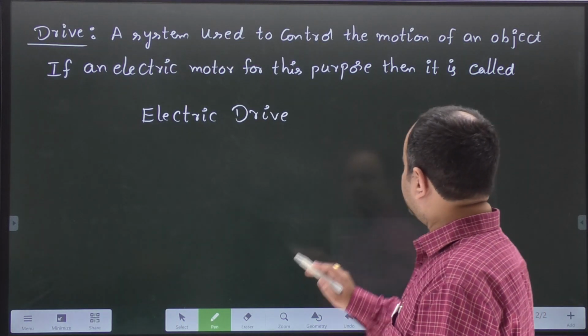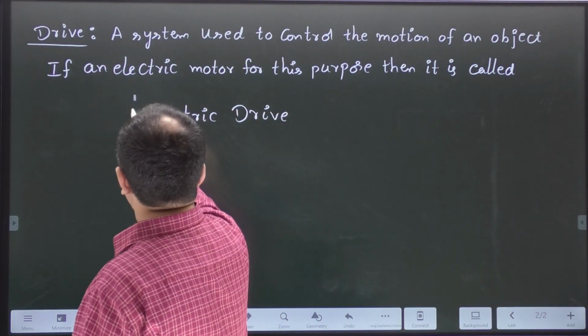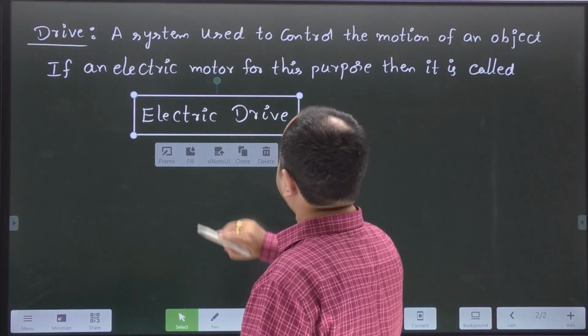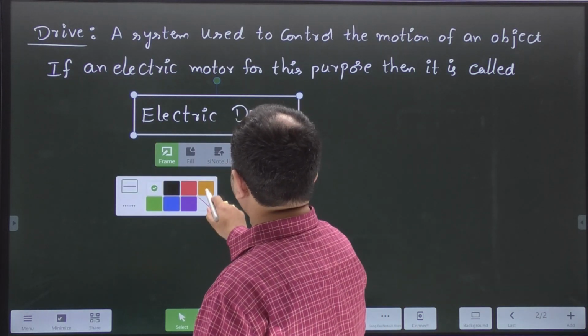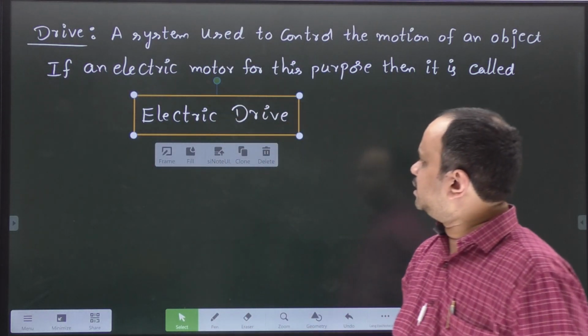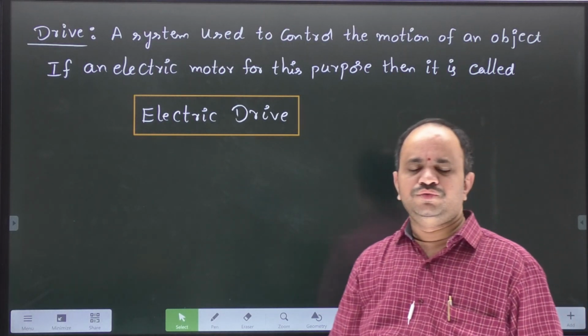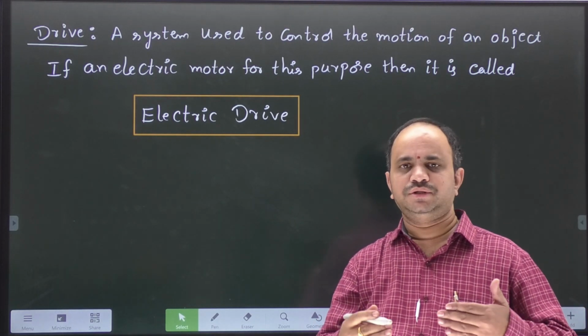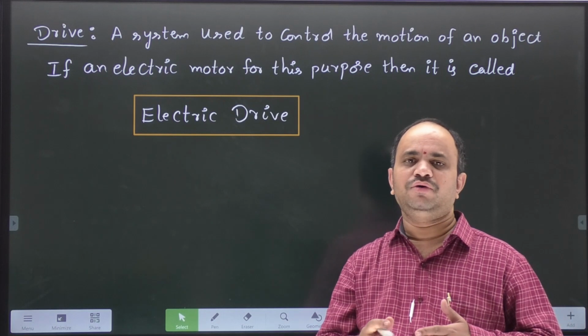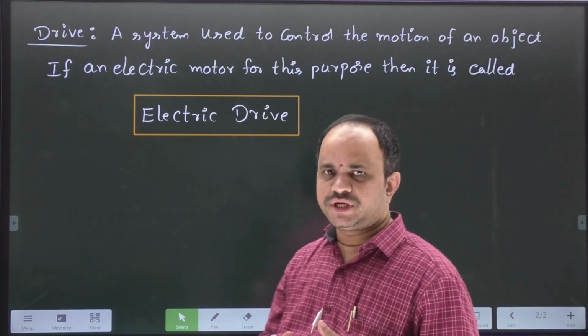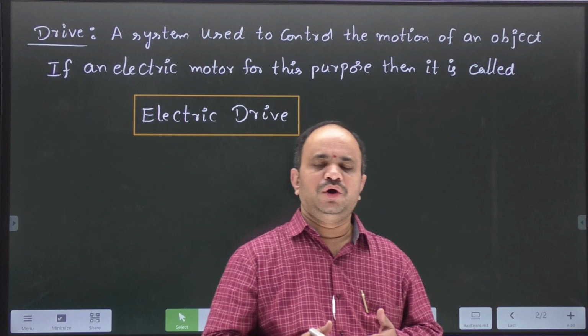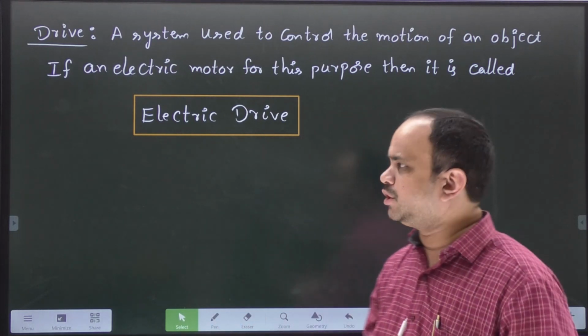Okay. So basically, an electric drive is a system which is used to change the physical motion of an object. That physical motion can be either the position or the speed of a certain object.